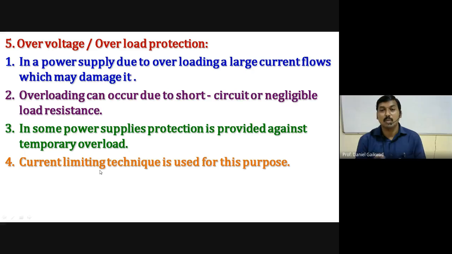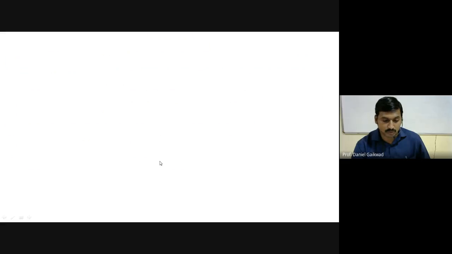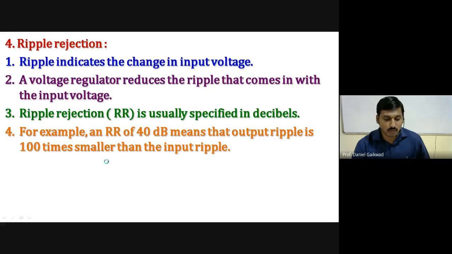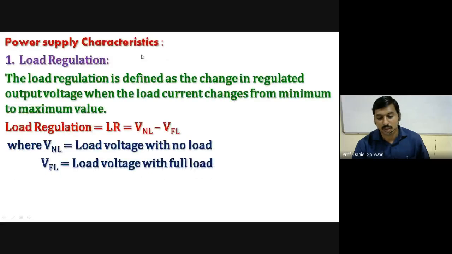So the current is automatically limited. Suppose the limit of the circuit is 5 ampere, so 5 ampere current can flow through the load resistance. But if we short the supply, then 10 ampere current will flow, and the circuit will get damaged. But we have the facility, according to the fourth point, that the current will be limited with the help of that particular technique. Check carefully: a current limiting technique, or a circuit that uses the phenomenon of current limiting, is used for this purpose. So we have these 4 to 5 points on power supply characteristics.